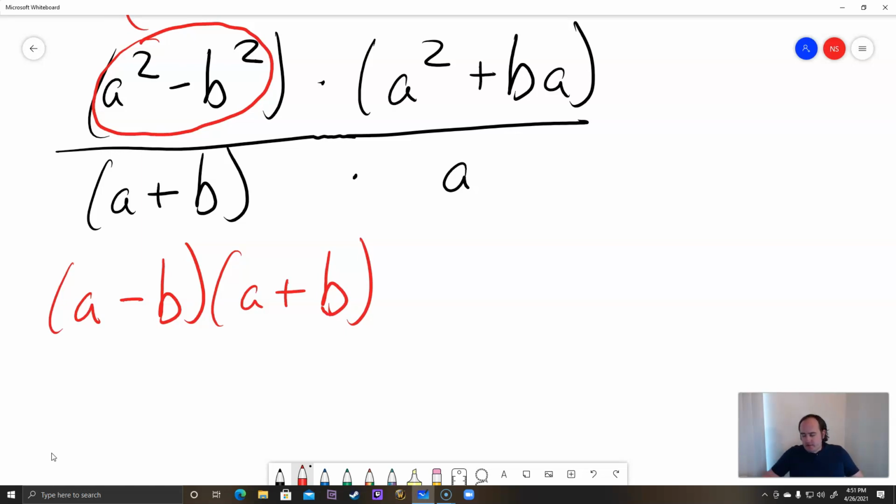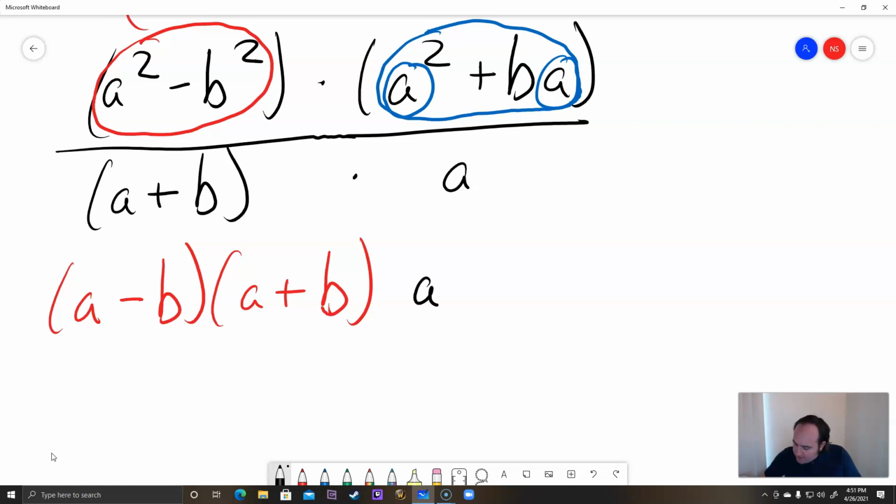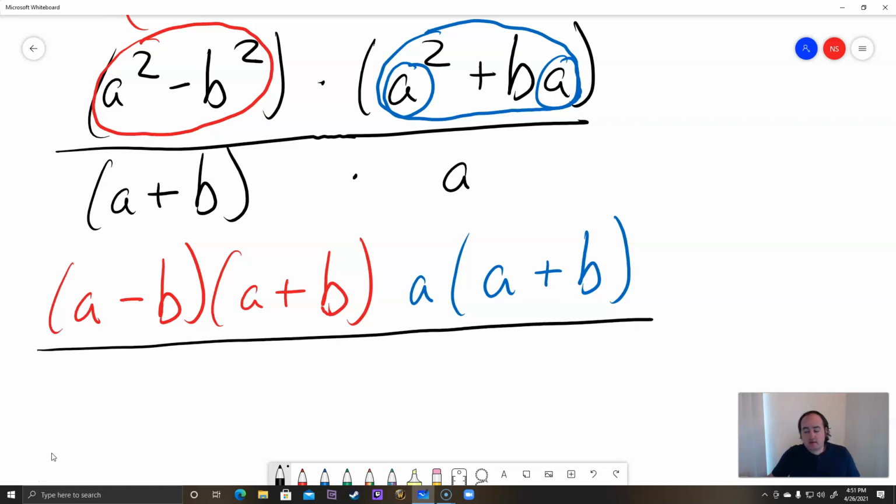And then for the top right, we can factor that one by factoring out the GCF. Here we can see that the GCF is going to be a. That's something in common that we can factor out. So on top right, we factor out an a, and we're left with a plus b. Now in the denominator, there's nothing to factor. So in the denominator, we're just left with a plus b times a.